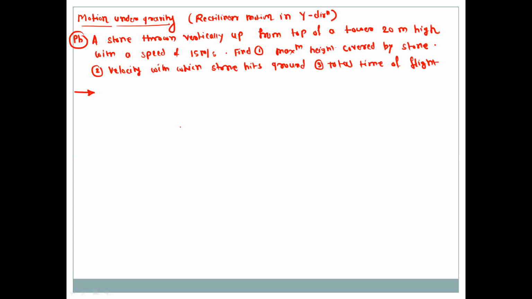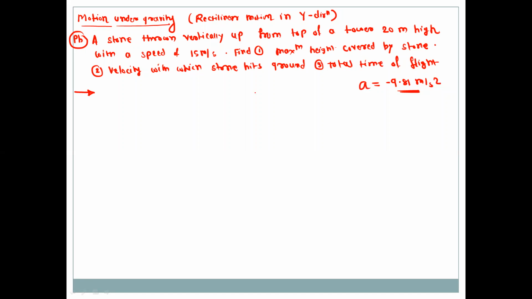Okay, so now we will see the motion under gravity. This is again a part of rectilinear motion. Motion under gravity is the rectilinear motion in the y direction. And for motion under gravity, acceleration value is always constant. So a is equal to minus 9.81 meter per second square.